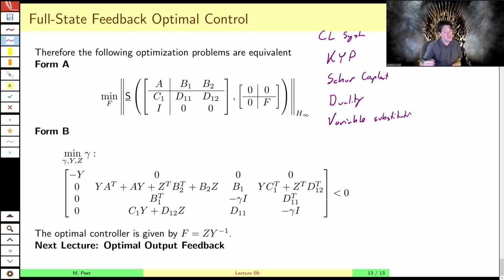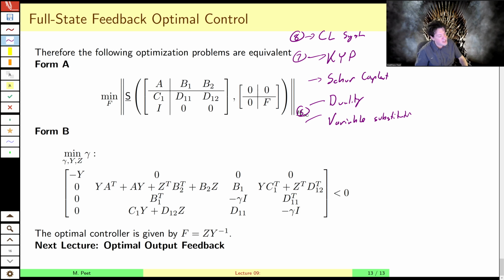So we introduced no new tricks in this lecture. The KYP lemma comes from lecture 7. Schur complement, that's pretty ancient. Variable substitution and duality come from, I forget, maybe lecture 5. And the closed loop system representation comes from lecture 8.